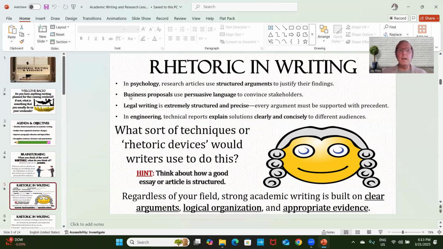But regardless of the discipline that we're writing in, we want to make sure that we've got a clear argument, it's logically organized, and it's supported with the appropriate evidence. It's evidence-based.